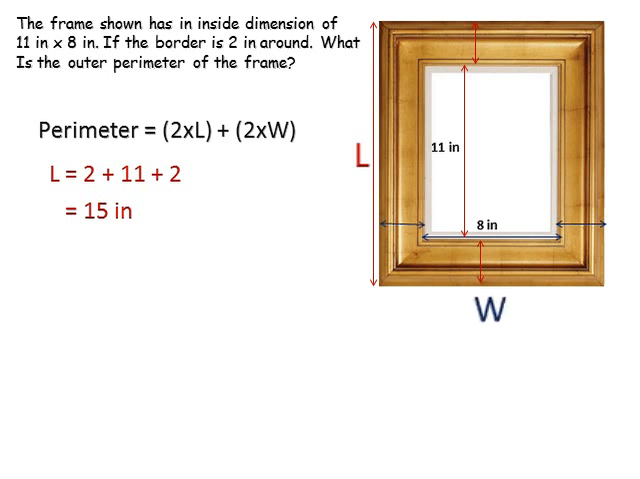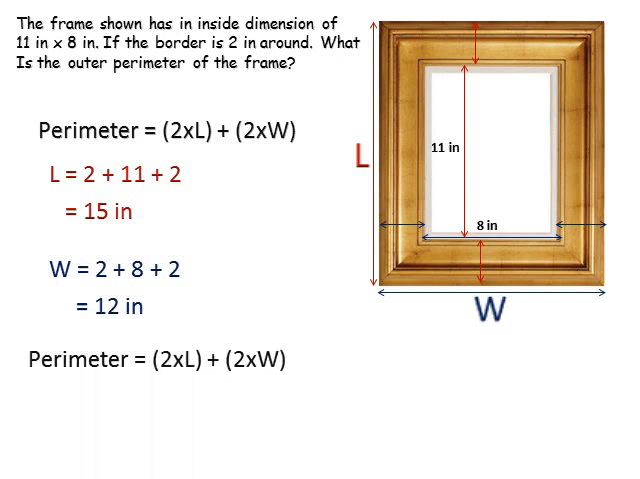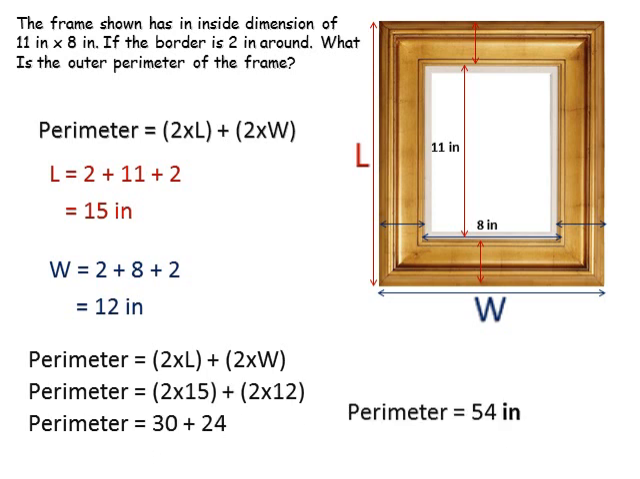Okay, how about the width? In the same manner, in order for us to get the width, we add the 2 inches border, the 8 inches inside dimension, and the 2 inches border on the right, and that's 12. And so we plug the length and the width into our formula for perimeter, and we get the perimeter as 54 inches.